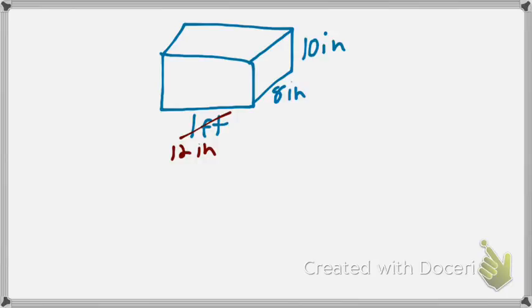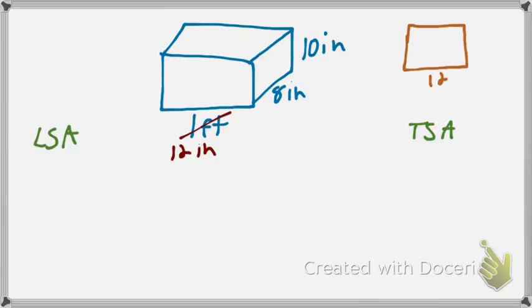Now, we're going to find the lateral surface area and the total surface area of this shape. Just like we did last time, the first thing you should do is redraw your base. This is a 12 by 8 inch rectangle because it's what's on the bottom. All right. So lateral surface area is capital P H.